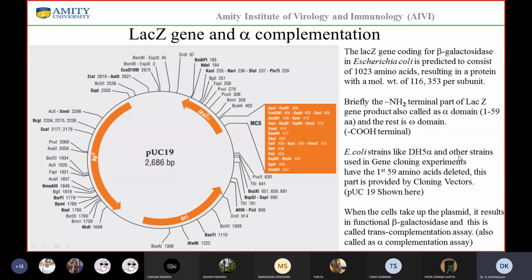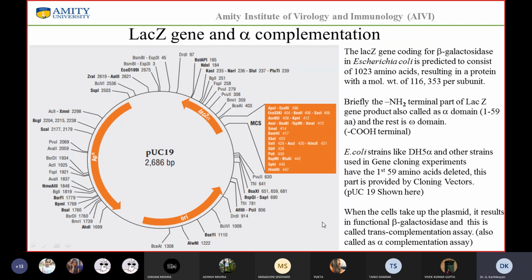E. coli strains like DH5 alpha, XL1-Blue, so many different strains that are used for cloning, have this part of the lacZ deleted in them. The alpha domain is deleted in them. So they carry the entire omega domain, but the alpha domain is deleted by genetic engineering means.